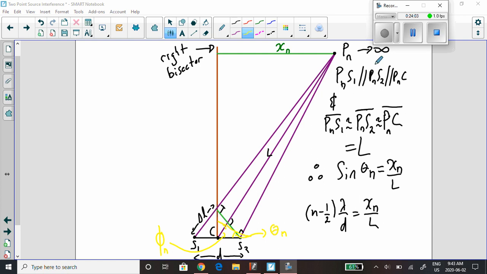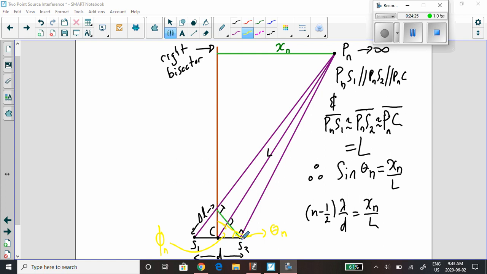So what have I drawn here? Well, I still have source 1, still have source 2. I've labeled this dot right here C, which is the center between them. They are a distance d apart. That is still true. I've drawn this line here, which shows the path length difference between a wave leaving S1 and a wave leaving S2.